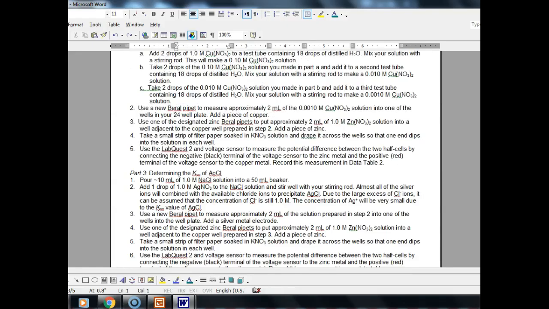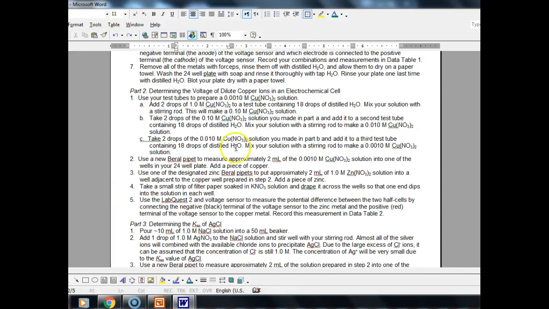So if we go back to part 2 of your lab, you made a 0.0010 molar copper 2 nitrate solution, and then you added 1 molar zinc to the other well. So your zinc concentration was 1, your copper concentration is 0.001, and you're going to use both of those to calculate what the new cell potential would be with that decrease in copper ions in your solution mixture.